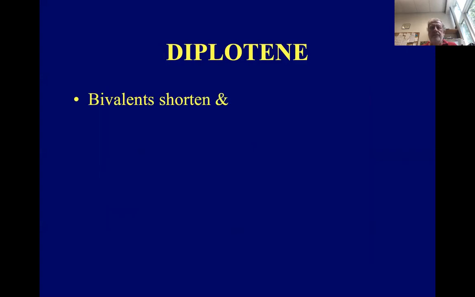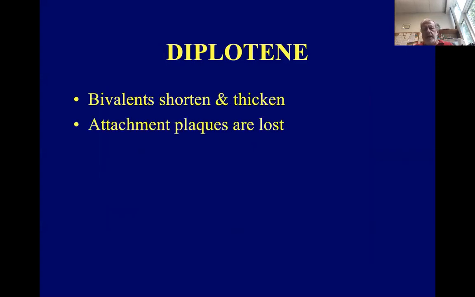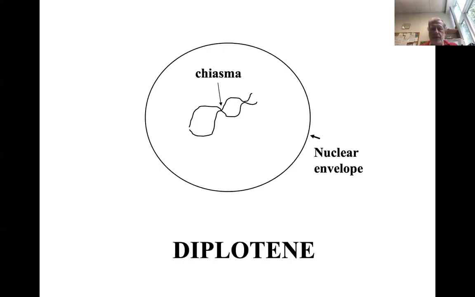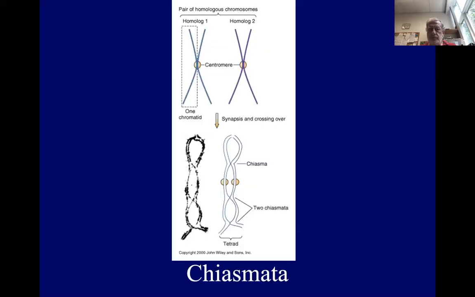Onto diplotene. Here the bivalents begin to shorten and thicken. The attachment plaques are lost as the nuclear envelope dissolves. The chiasmata become quite visible here. So we can see there's 1 chiasma. That bivalent's got 2 of them, places where the 2 homologs touch one another. And here we can see, especially at the bottom, 3 chiasmata in this 1 tetrad.